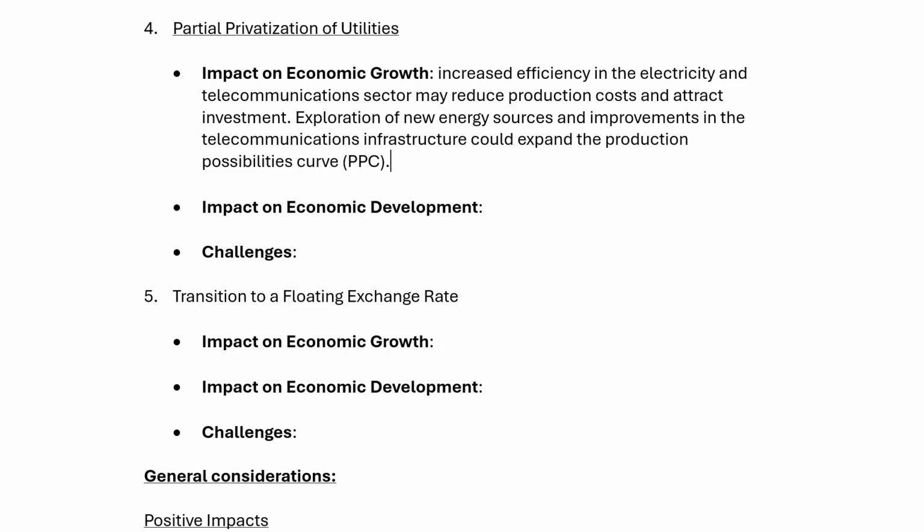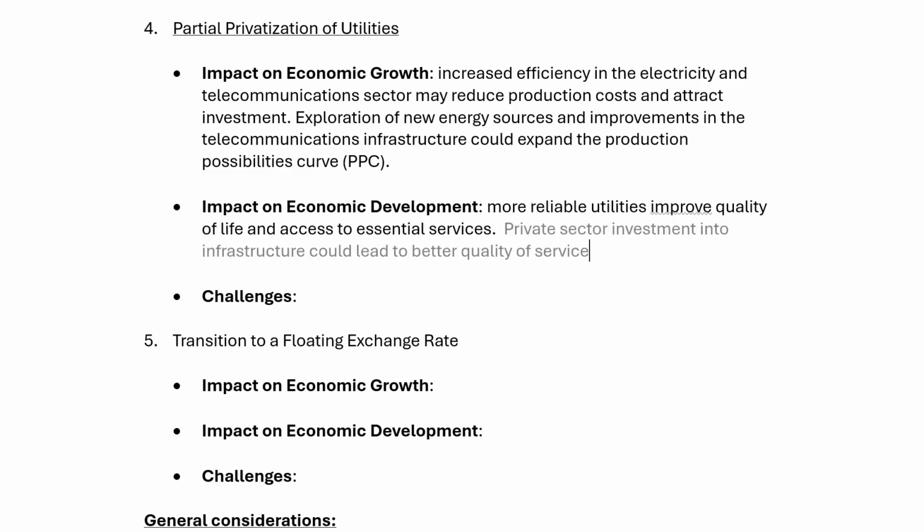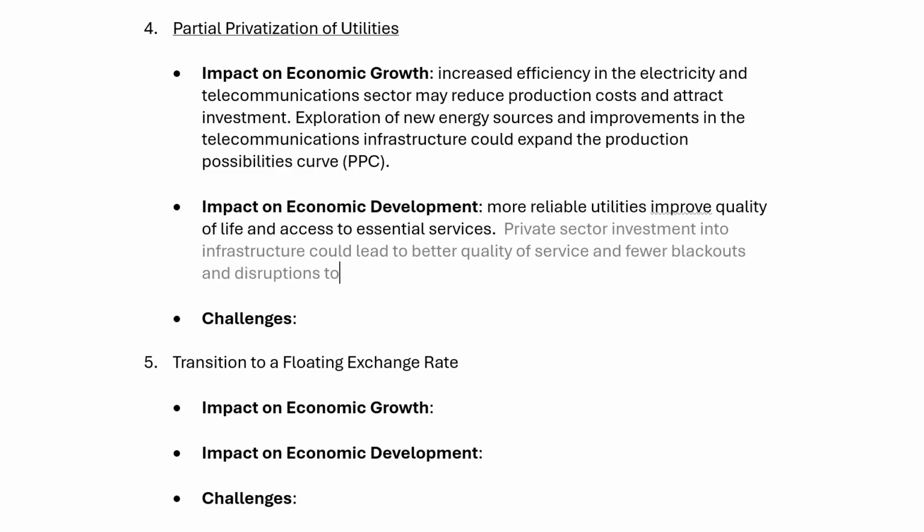So again, if we were to privatize those monopolies, sort of break up those monopolies and allow them to behave more efficiently, then we could expand production. And so typically we can use something like a PPC to represent that growth in productivity. More reliable utilities improve quality of life and access to essential services. Private sector investment into infrastructure could lead to better quality of service and fewer blackouts and disruptions to service.